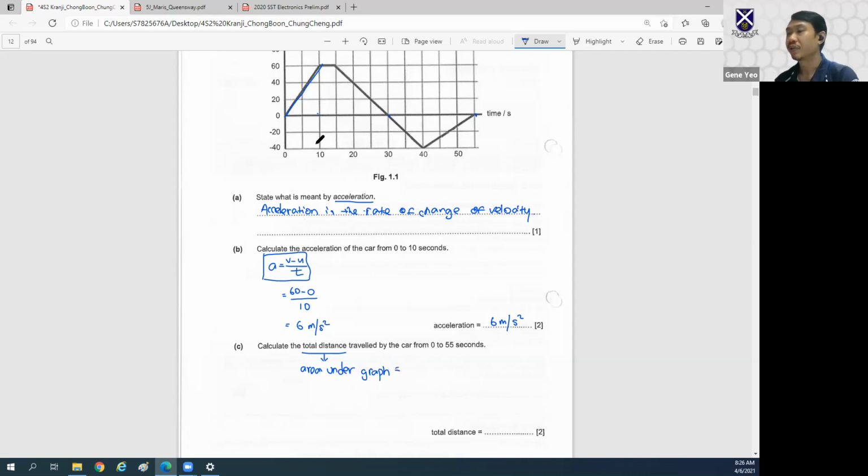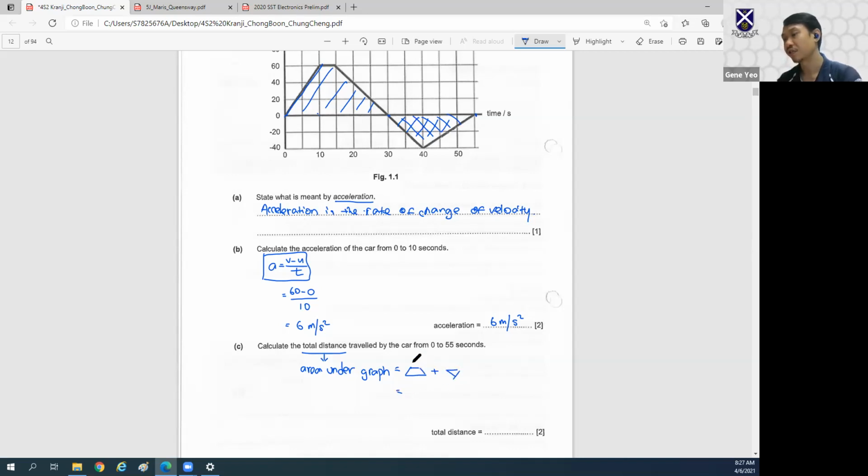Okay, so area under the graph. There are a couple of ways you can do it. I'm going to break it up into this shape and this shape, so I'm going to find two areas, all right? I'm going to find this shape plus the triangle.